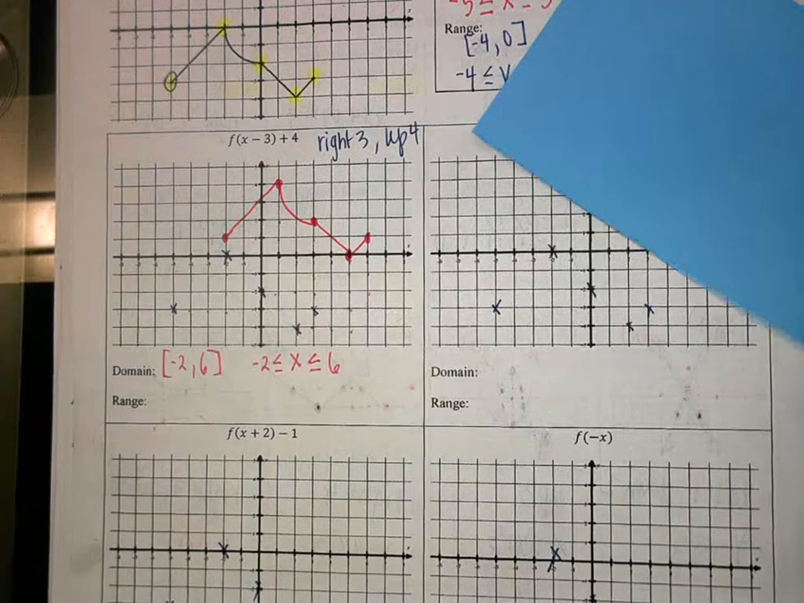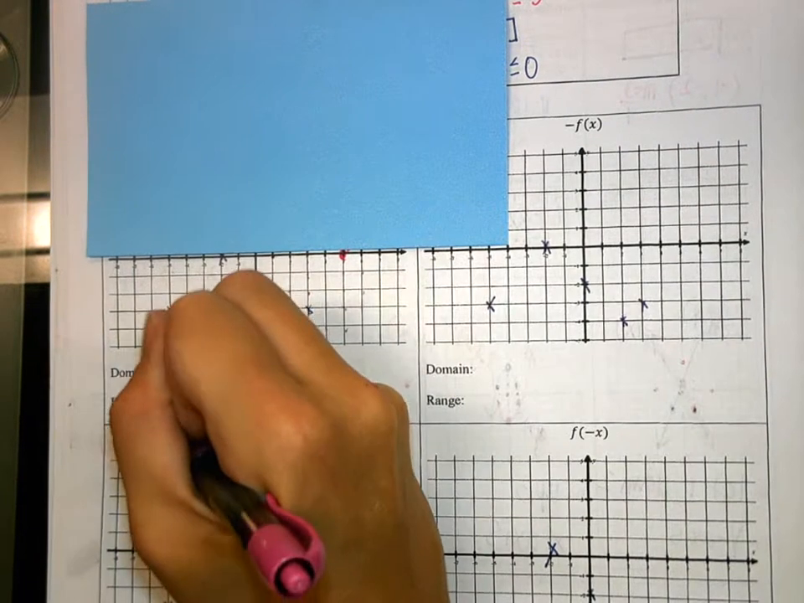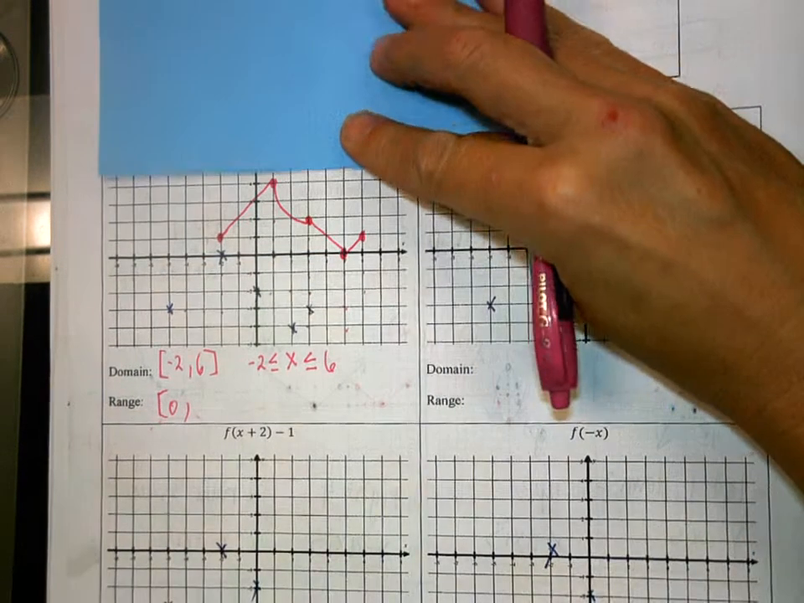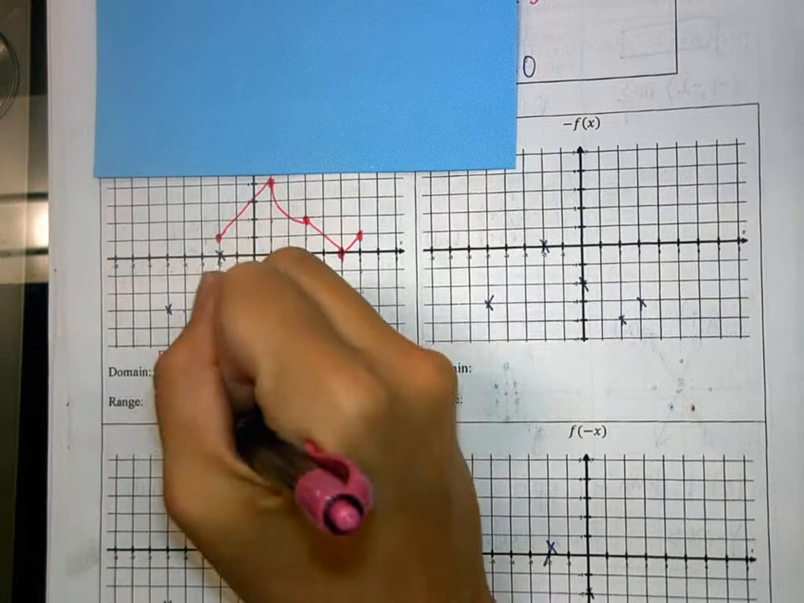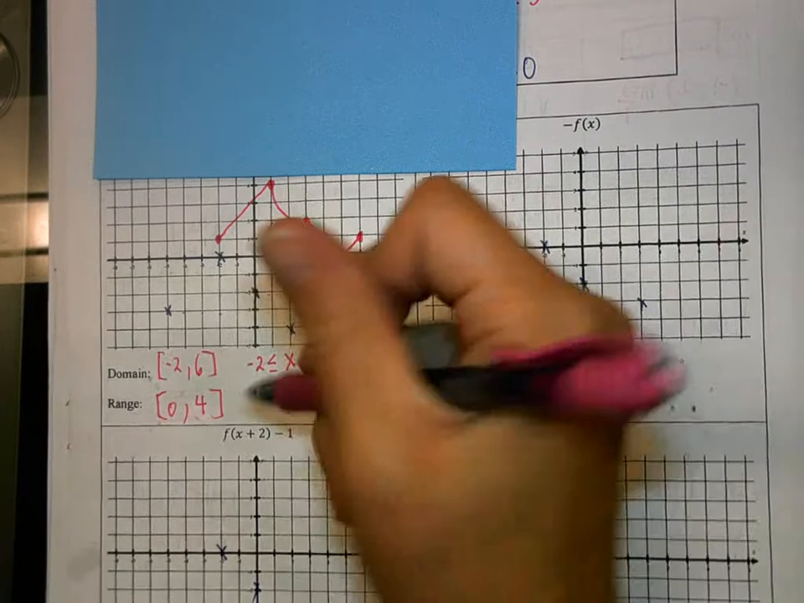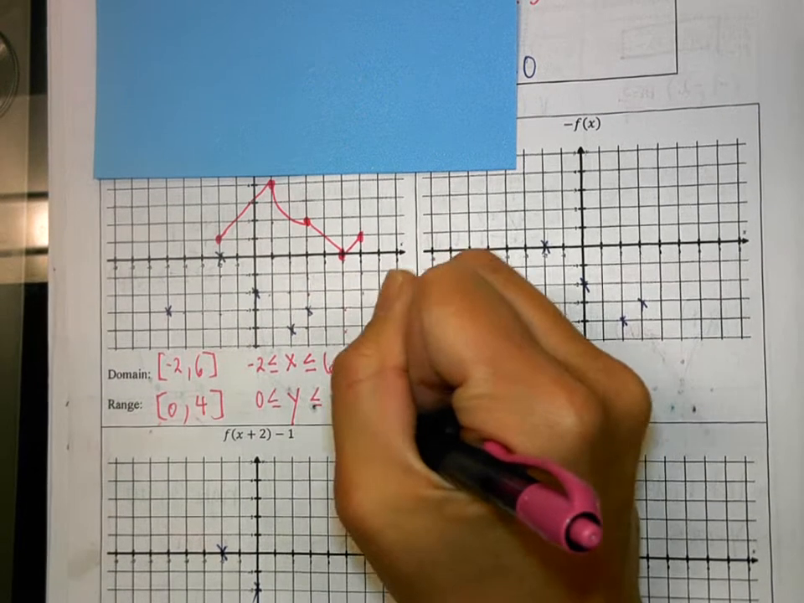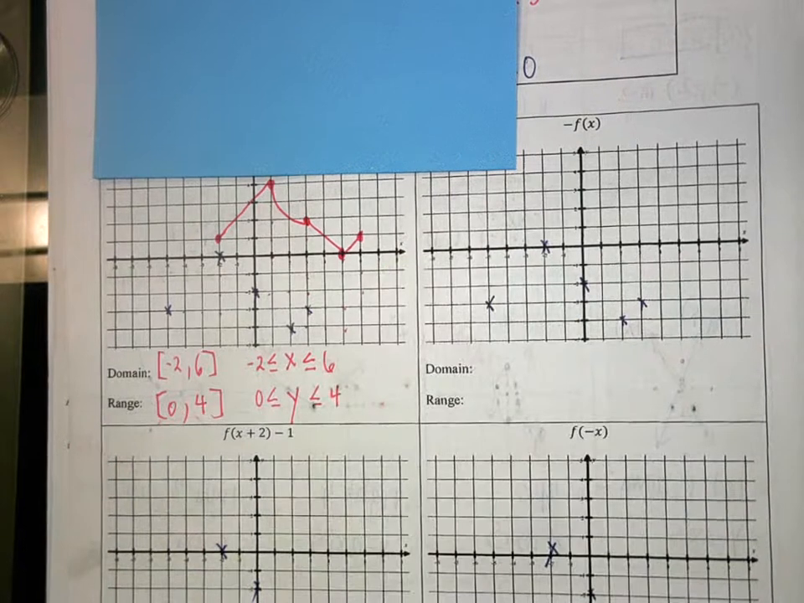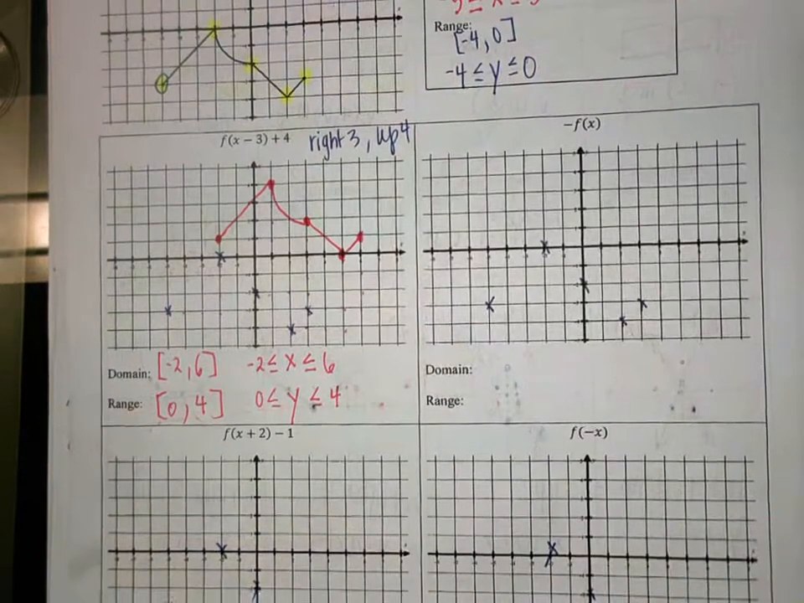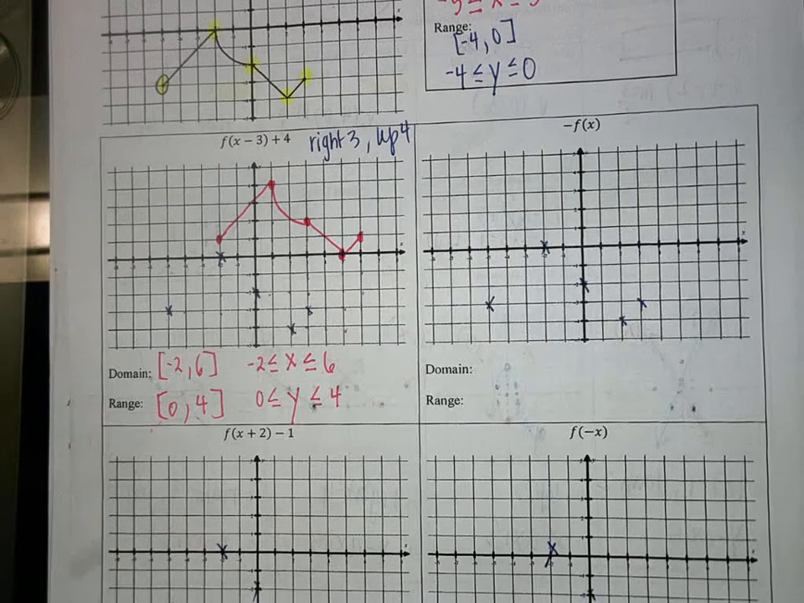What is my range for this function? What is the smallest y value? 0. And then the largest is at 4. And let's go ahead and write that also in inequality form, which would be what? Perfect. Questions? Okay, we're good? All right.